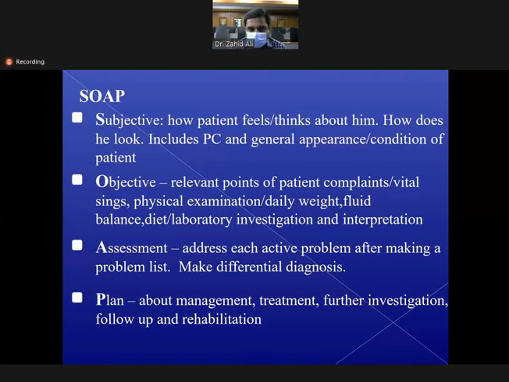Objective means relevant points of the patient's complaints, vital signs, physical examination, daily weight, fluid balance, diet, laboratory investigation, and interpretation. Then comes assessment: address each active problem after making a problem list, make a differential diagnosis. Then comes the plan about management, treatment, further investigations, follow-up, and rehabilitation. This is very important. You being in third year or final year, this should be followed up. Up till now, if there are any questions, you can ask me.